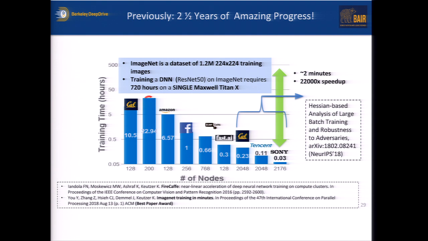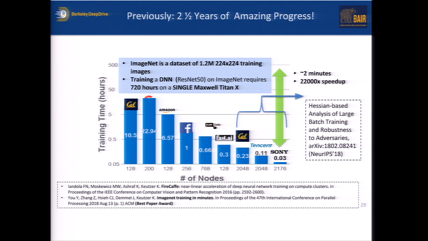So there is an interesting race between different giant tech companies. There is a benchmark task called ImageNet training. It's image classification. I give you an image, and I want to say whether this is, for example, a specific type of dog or a specific type of car. And it has about 1 million images. Training data is 1 million. And it takes 700 hours to train this on a single GPU. So 700 hours, 2 years ago, this was the time.